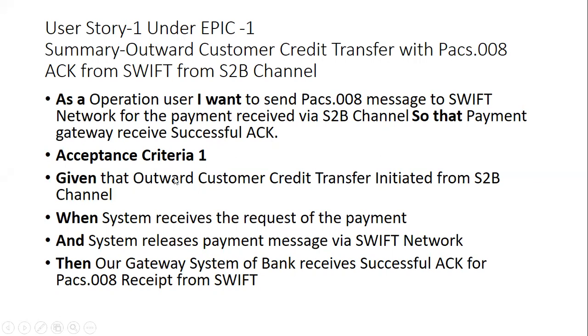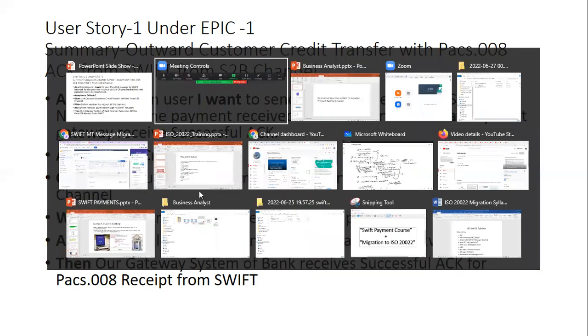And for this, I would write the acceptance criteria like this: given that the outward customer credit transfer is initiated from the S2B channel, when system receives the request of the payment and system releases the payment message via Swift network, then our gateway system of the bank receives successful ack for pacs.008 received from Swift. So this is the first acceptance criteria. It totally depends how many acceptance criteria are required for your bank, right? So this is one straightforward scenario I had taken.